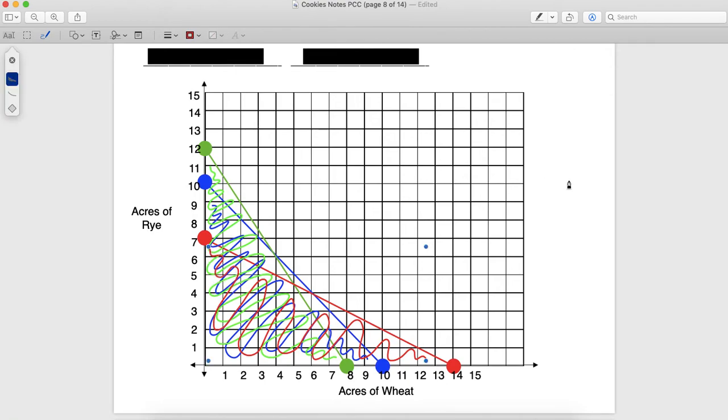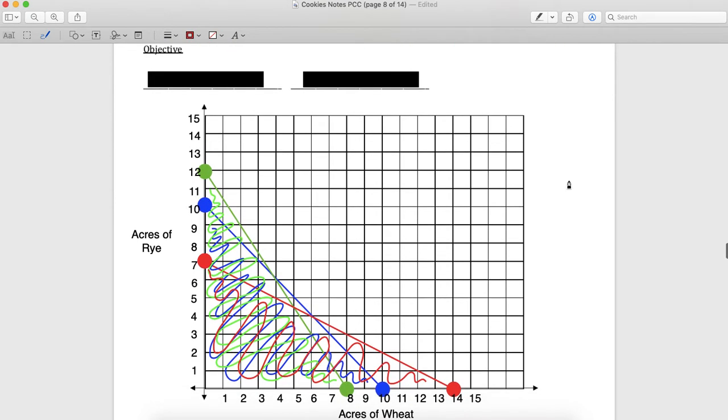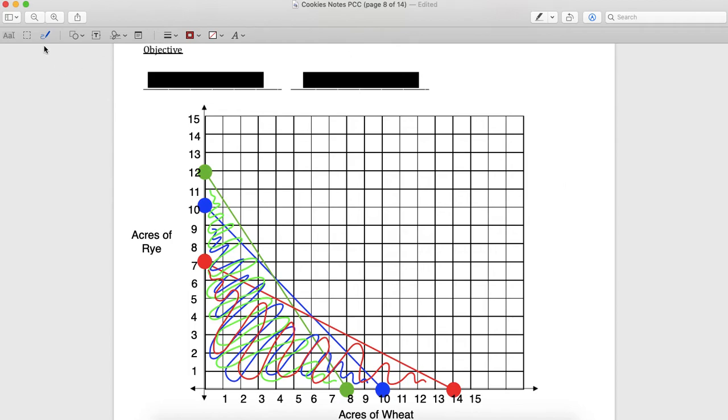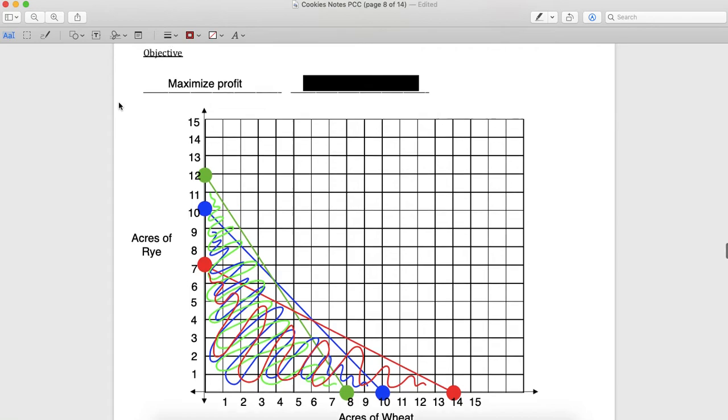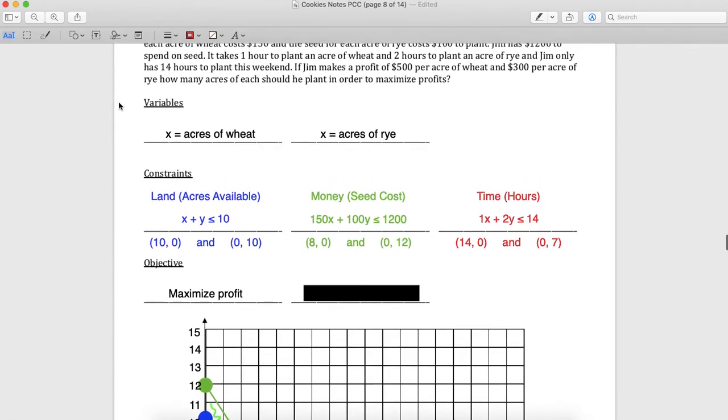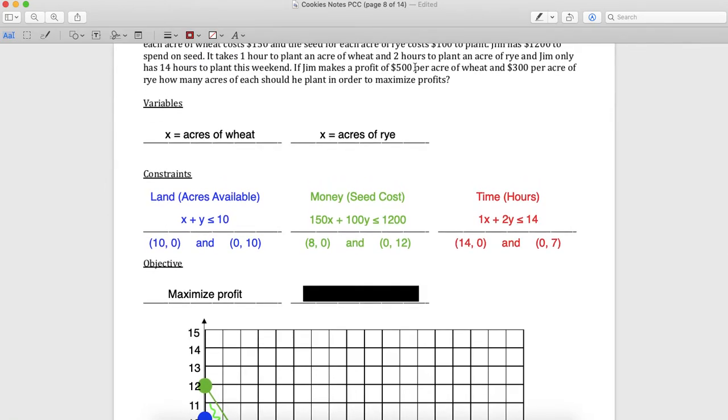Okay, now before we go any further, let me back up here and talk about our objective. Our objective is that we want Jim to be able to maximize his profits. Now, if we get specific with that, it says in the original problem that Jim makes a profit of $500 on every acre of wheat and a profit of $300 on every acre of rye. So his objective expression would be 500x plus 300y. We want to maximize that combination.